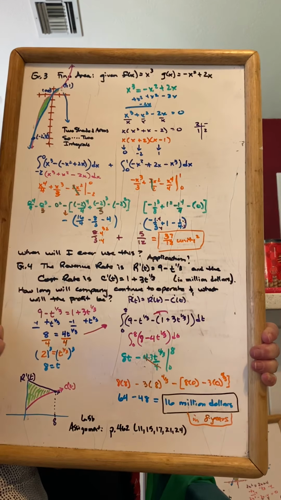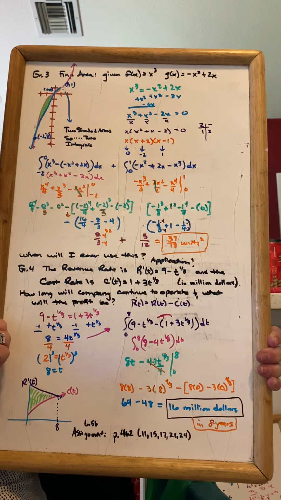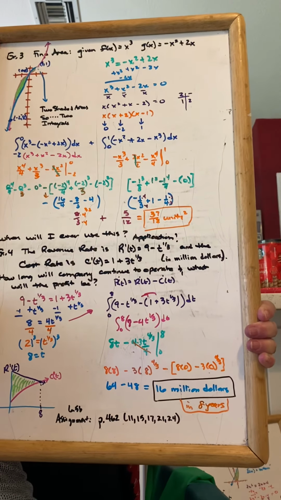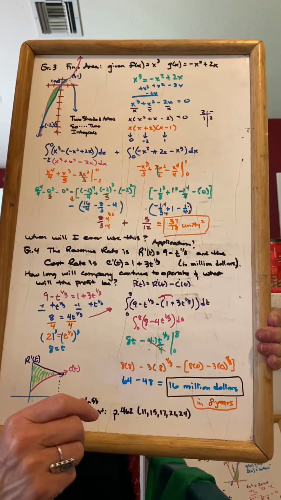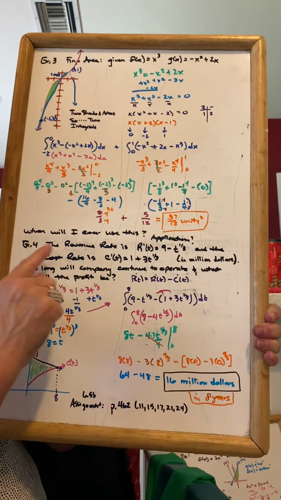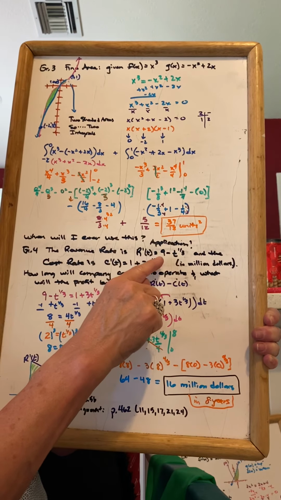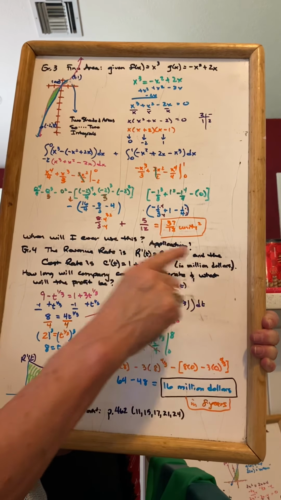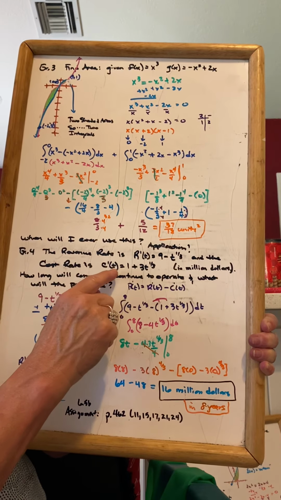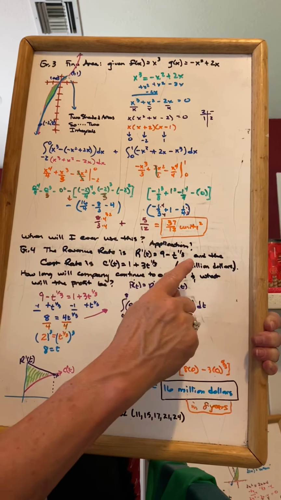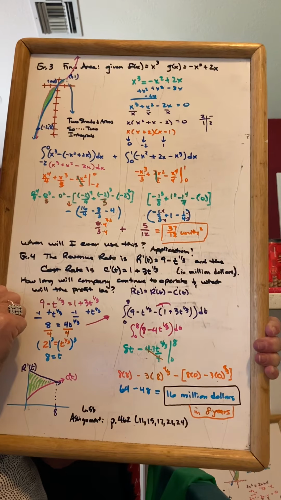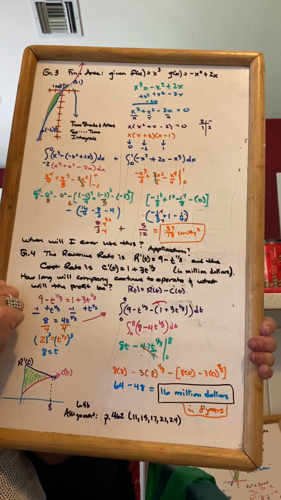And I did not write the entire word problem down. I believe it's on page 458 or 9. It's the last word problem in this section if you're reading the book. The revenue rate is R prime of t equals 9 minus t to the 1/3. And the cost rate is C prime of t is 1 plus 3t to the 1/3 in millions of dollars. That's important because of your answer in the end.